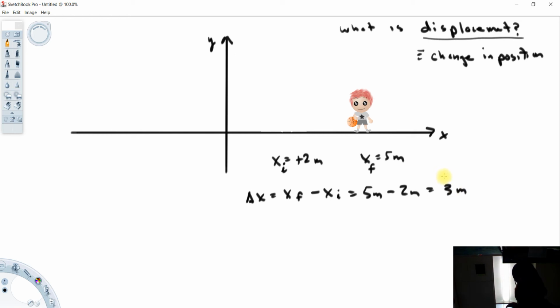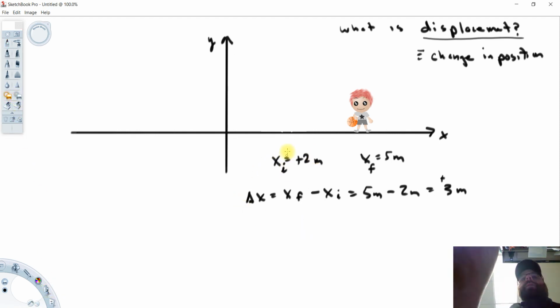Now, you'll notice that it's positive 3. You don't necessarily have to write the sign, but that's kind of important because when you calculate a displacement, even in a one-dimensional problem here, you could get a positive or negative number. In this case, a positive number. And what that means is that Timmy moved 3 meters to the right. That's our displacement, our change in position. All right. Now, let's go through a few more examples here of calculating displacement. So I'm going to get rid of this.